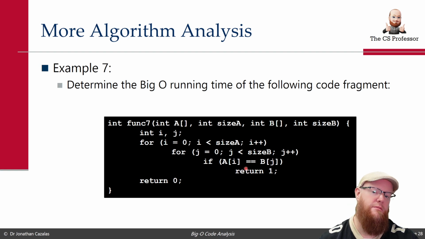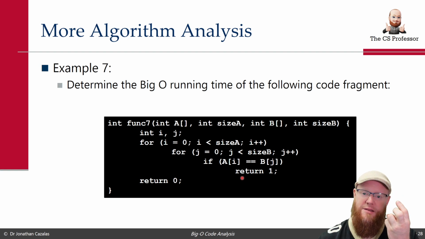So what do we do with that? So the answer is we care about what? Big O, worst case scenario. We can assume A of I will never equal B of J. For the purposes of big O, we'll just assume it never happens. And therefore, we're never going to return 1. That situation will never happen, and we will execute these for loops as much as possible.